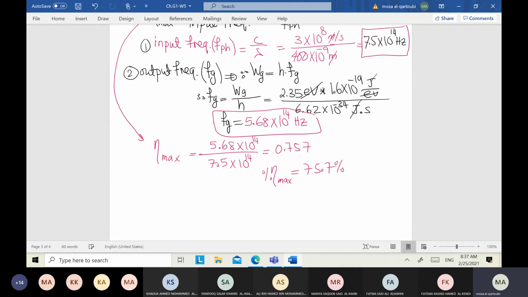Any note here before leaving to the other question?